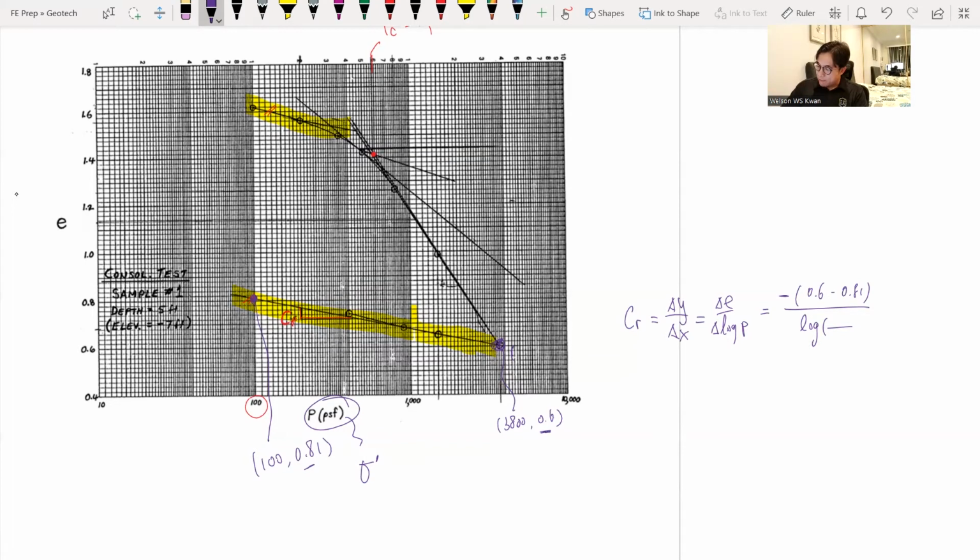minus log y will be equal to log x over y. So here the corresponding values would be like 3,800, and this would be 100. So this is our 3,800, and this is 100. It goes here and here, and the other 100 that we have is here, go to here. So it's just like pond slope calculations. And with that, we calculate the C sub R would be equal to 0.133.